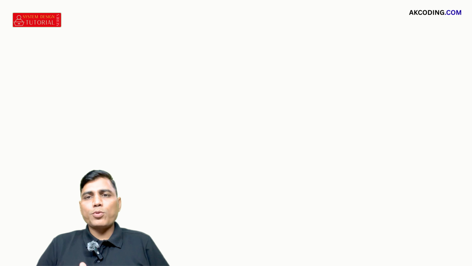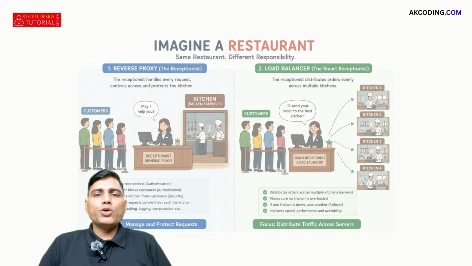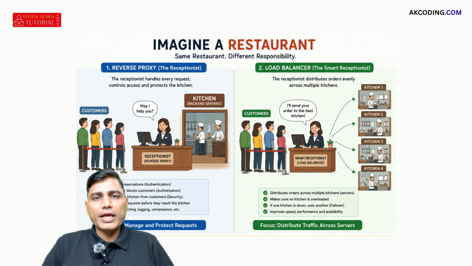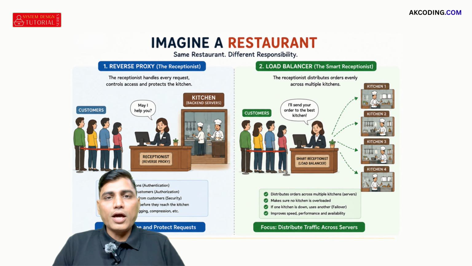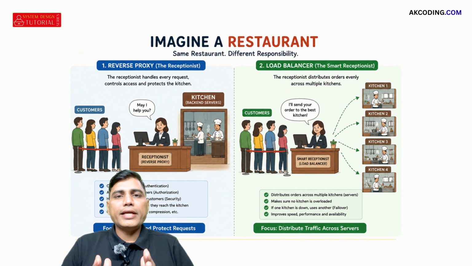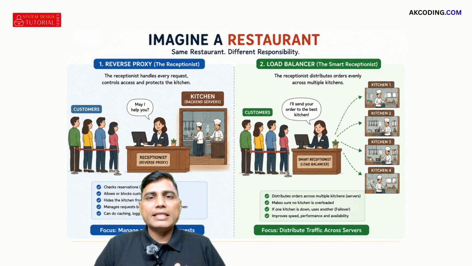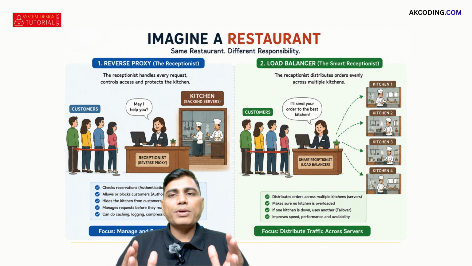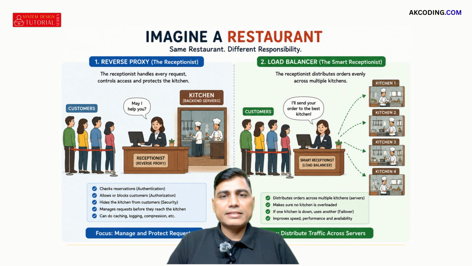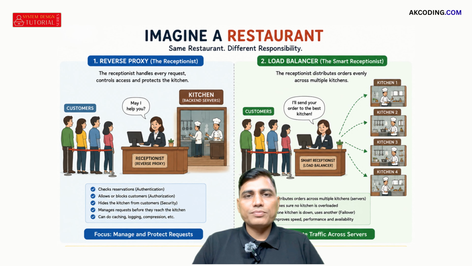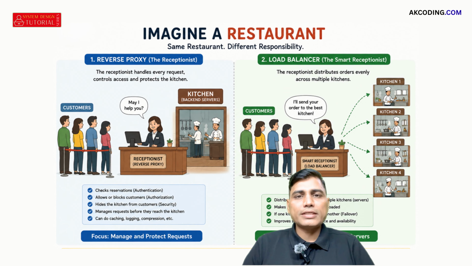To understand reverse proxy versus load balancer, let's take a real use case. Let's suppose you are running a very famous restaurant in your area and daily 10,000 customers are visiting your restaurant. Now imagine the customers directly enter your kitchen. They may disturb your staff. They may see the confidential information. The kitchen becomes chaotic. Now instead, you put a receptionist at the entrance, and they will check the reservation, and then she will guide the customer to the appropriate seat location.